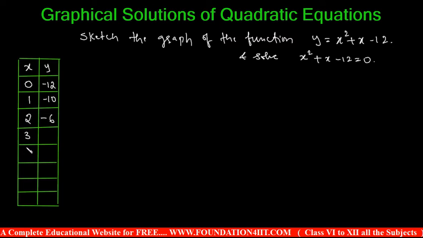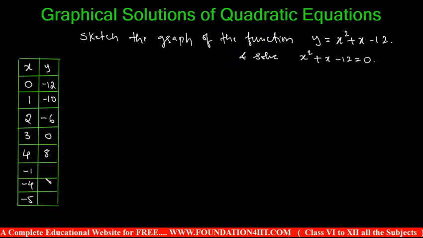So let me take some 3, 4. Again negative values also. Okay, minus 1, you can take minus 2, minus 3. Let me take some bigger numbers, minus 4, minus 5, some other values also. So when the value is 3, you can substitute. 3 square is 9, 9 plus 3 is 12, 12 minus 12 is 0. And if it is 4, 16 plus 4, 20 minus 12 is 8.